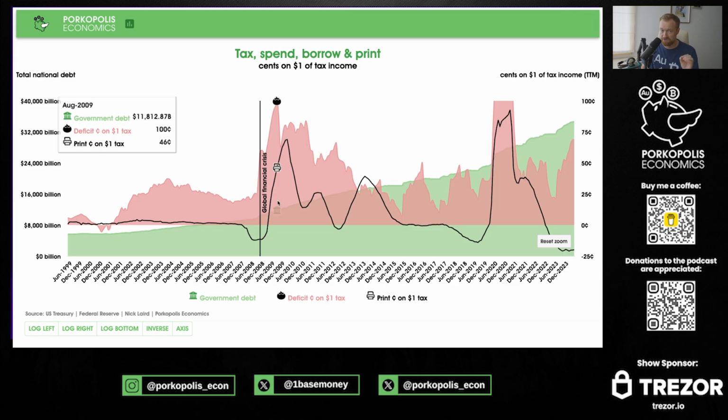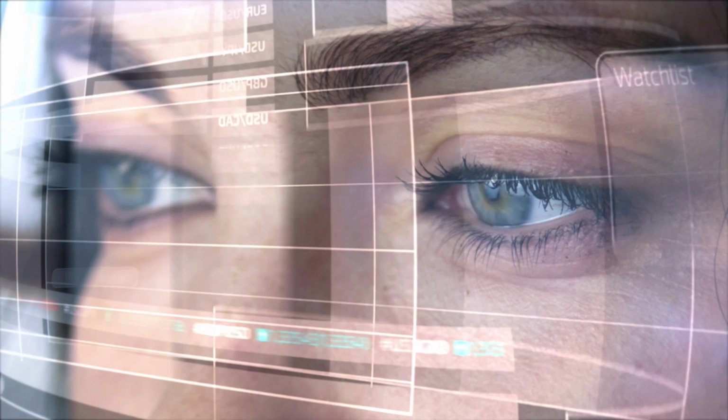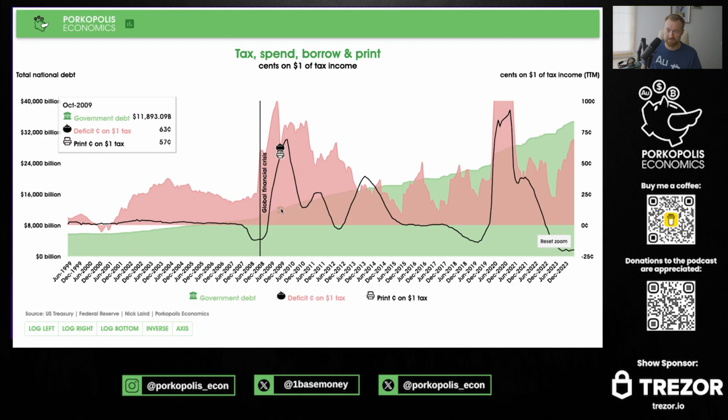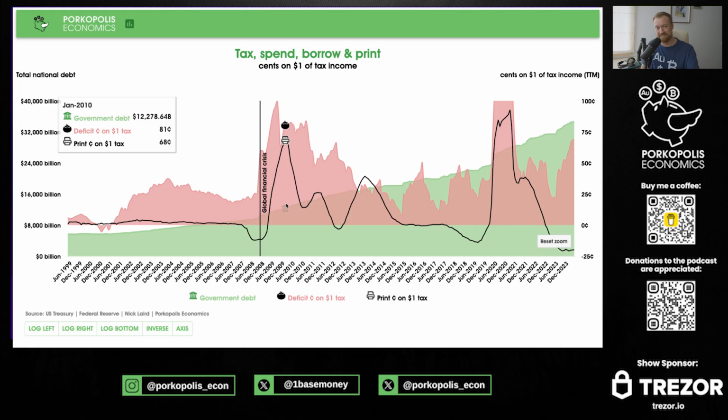So in this period, August 2009, this was the peak crisis. March 2009, I think, was the lowest for the stock markets. This was a very, very intensive period of bond buying from regular creditors, but also by the Federal Reserve. Because look at the Federal Reserve's portion at this point. In January 2010, the deficit was 81 cents on the dollar. That means they spent $1.81. And the part that was subsidized by the Federal Reserve, just genuine money print, 68 cents of that.